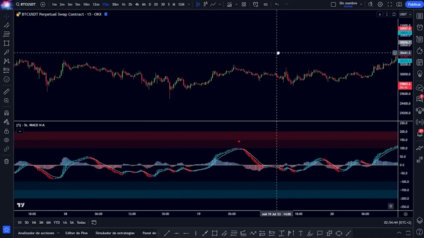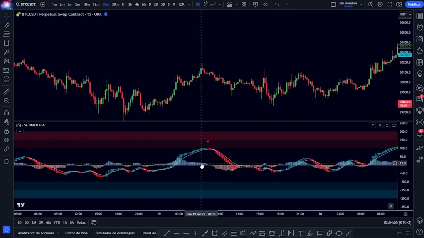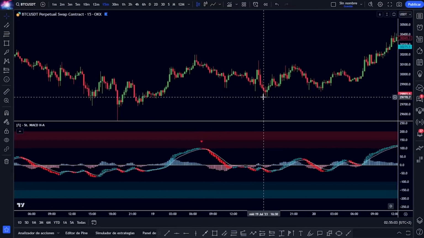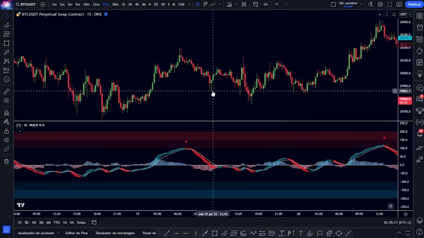A little later we have a similar case again. This time the signal is a short and the histogram is still positive, so we would not enter. In this case, if we had entered we would have earned the same, but in the long term it is always better to be disciplined. We just wait for a better opportunity.